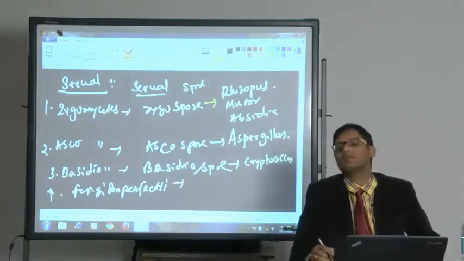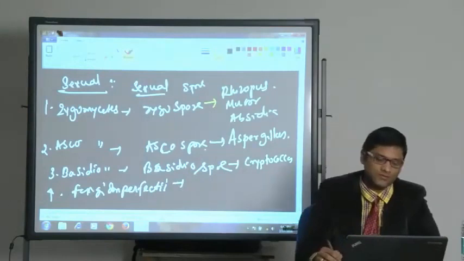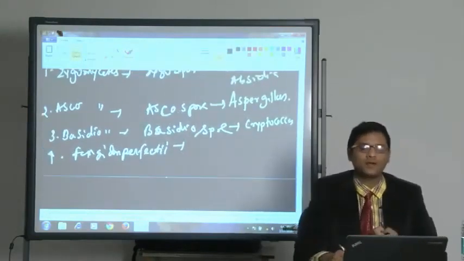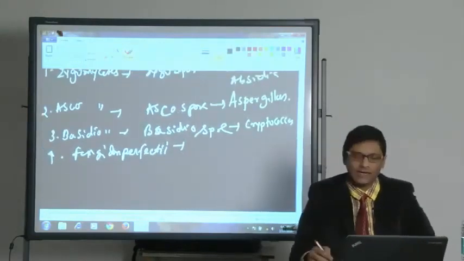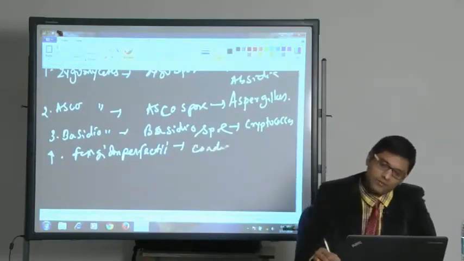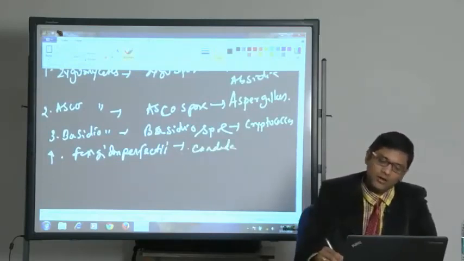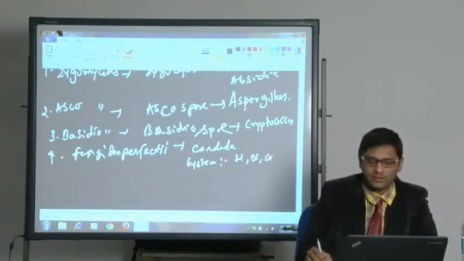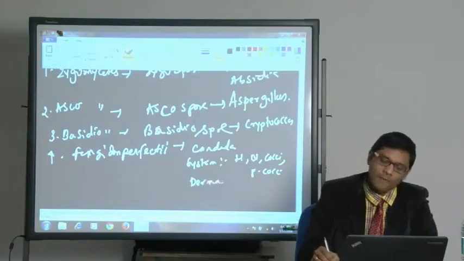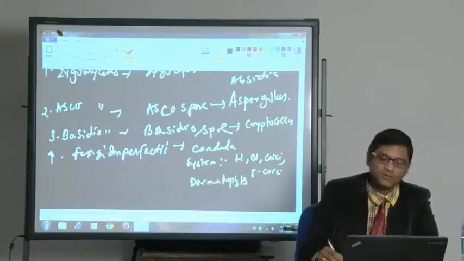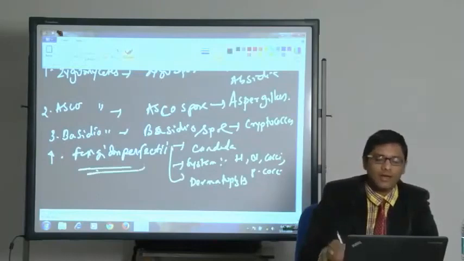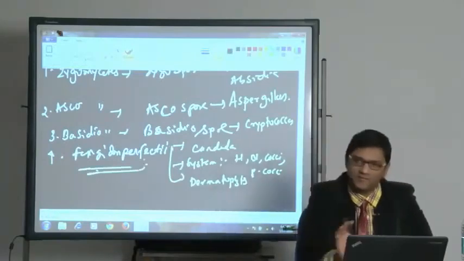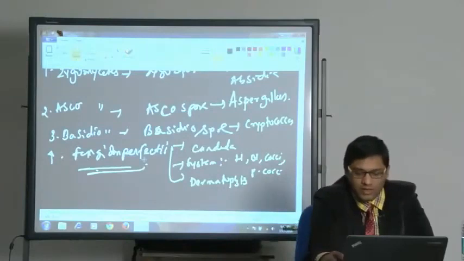And fungi imperfecti is the largest group, which covers most of the fungus, because for most of the fungus the sexual spore is not identified. For example Candida, all the systemic fungus like Histoplasma, Blastomyces, Coccidioides, Paracoccidioides, Dermatophyte. They are classified under fungi imperfecti. Okay, so this is sexual classification.